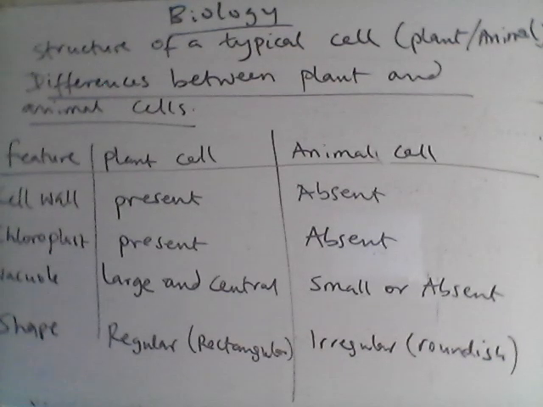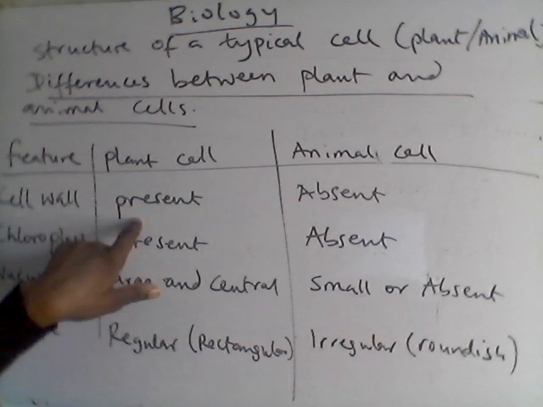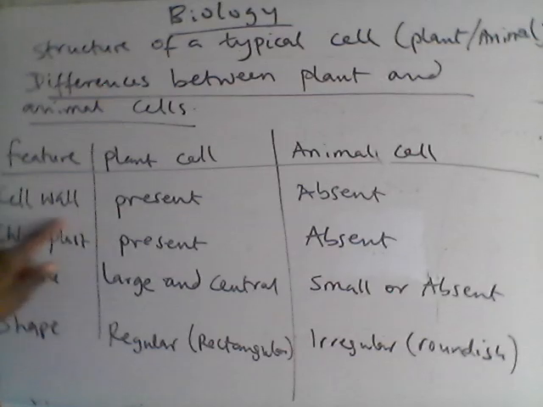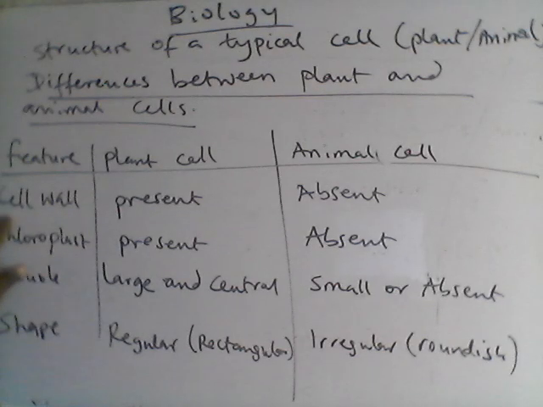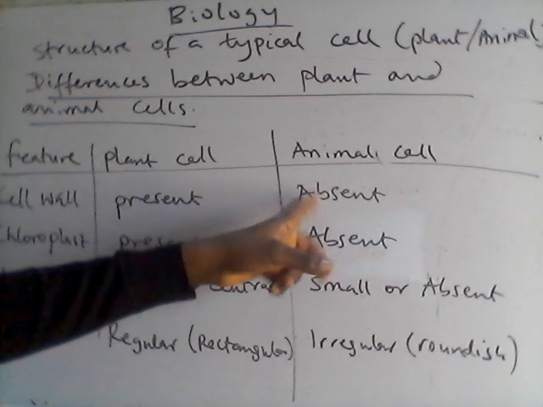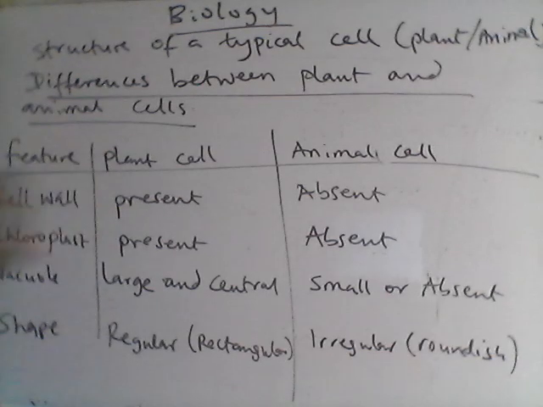So the first I have in the list is cell wall. The cell wall is present in the plant cell. Recall, I told you that this cell wall is what makes it regular, to have a defined shape. Cell wall is absent in the animal cell. Instead, what you have there is membrane, something that covers, just defines the outline of that animal cell.